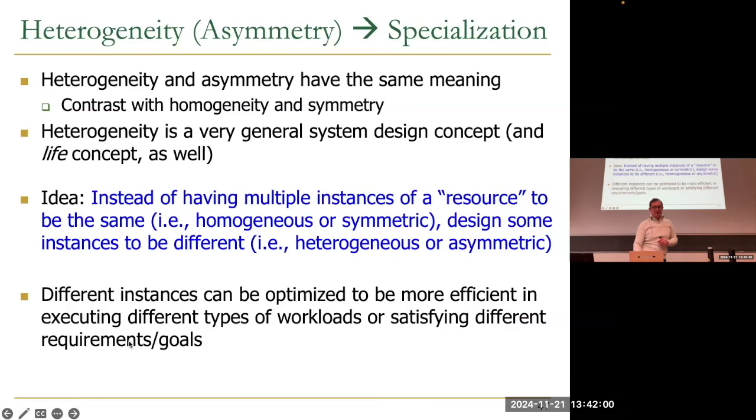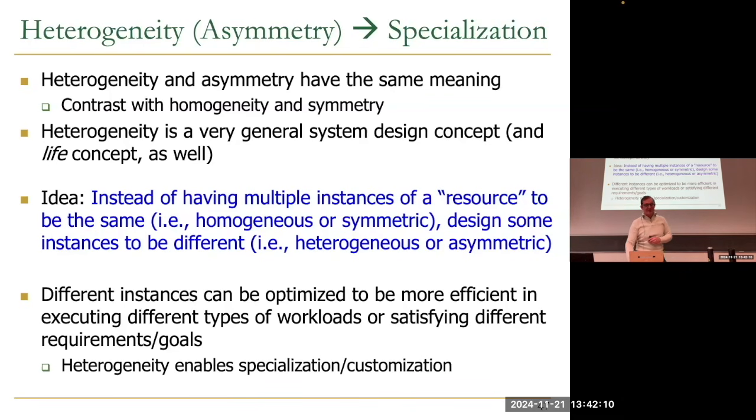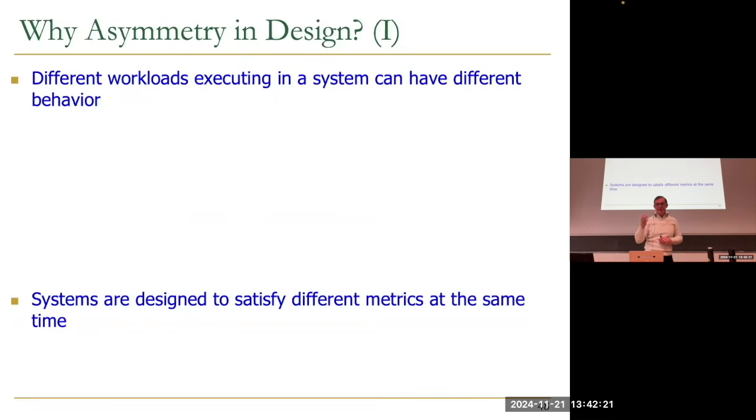Now, regardless of whatever you do, different instances can be optimized to be more efficient in executing different types of workloads or satisfying different requirements and goals. And we've seen this already. We're going to look at a more specific instance. Essentially, the fact that different instances can be optimized for different purposes enables specialization or customization. So why do you want to do this? Essentially, there are two major reasons. We've already kind of seen that also, but I'm putting this into words right now. Different workloads executing in a system can have different behavior. And systems are designed to satisfy different metrics at the same time, right?